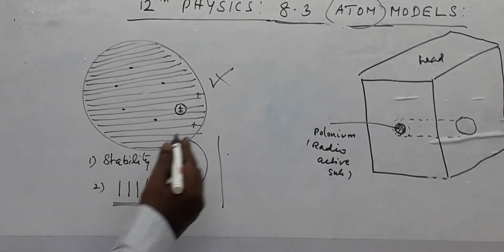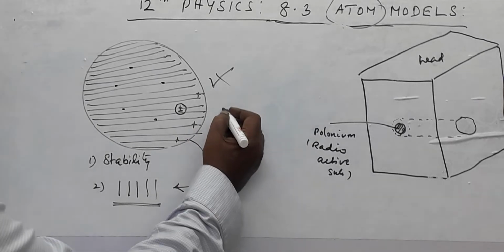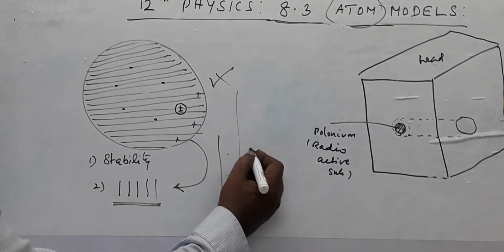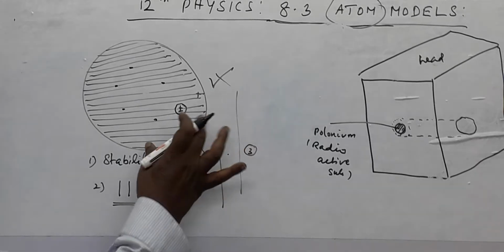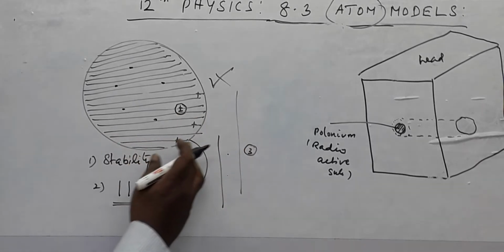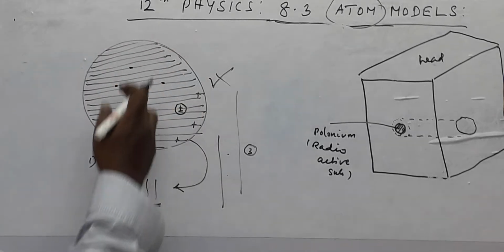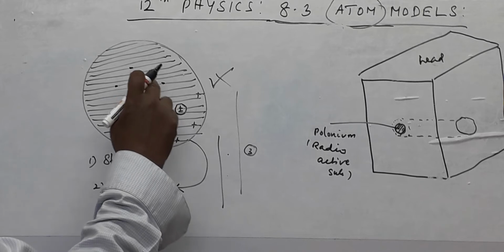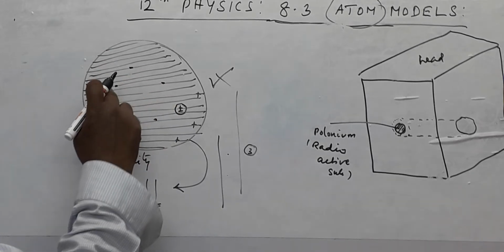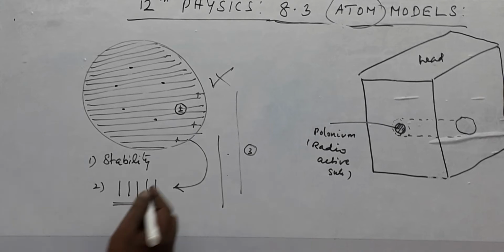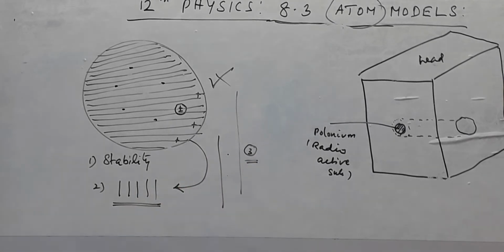Now, there is one 3-mark question here: explain the Thomson atom model. You have to write only 3 sentences. The atom is considered to be a sphere in which positive charge is evenly distributed throughout. The electrons are embedded inside it. That's the explanation of the Thomson atom model, and then you will get 3 marks.